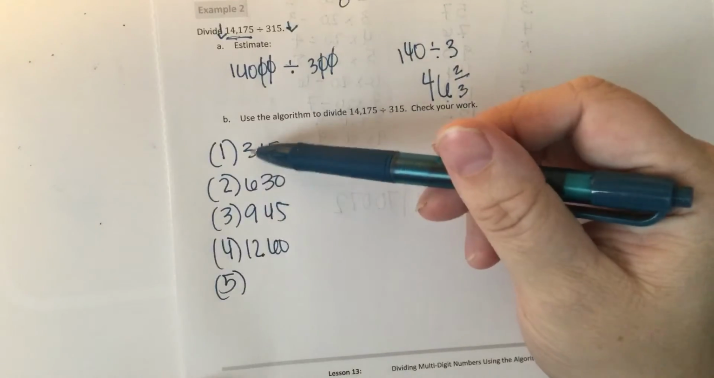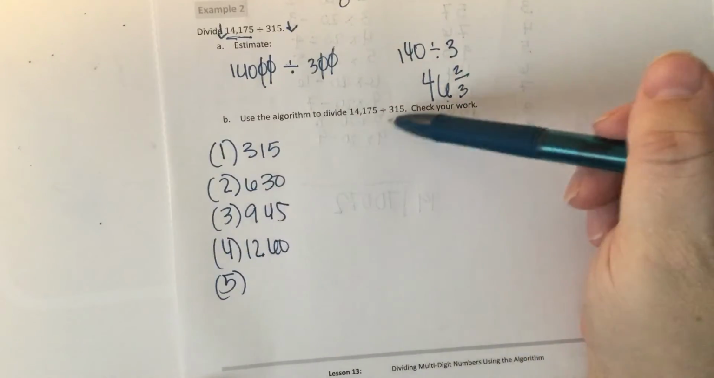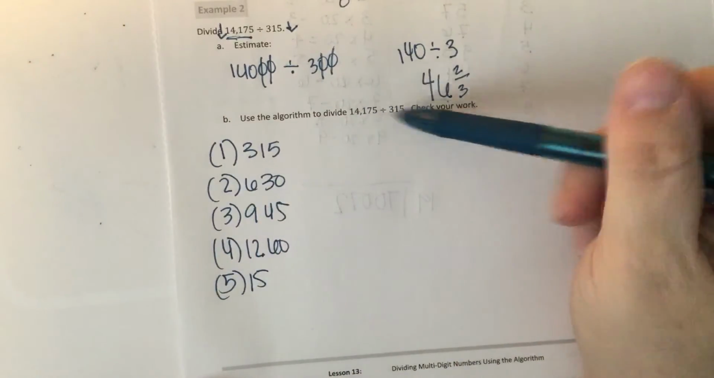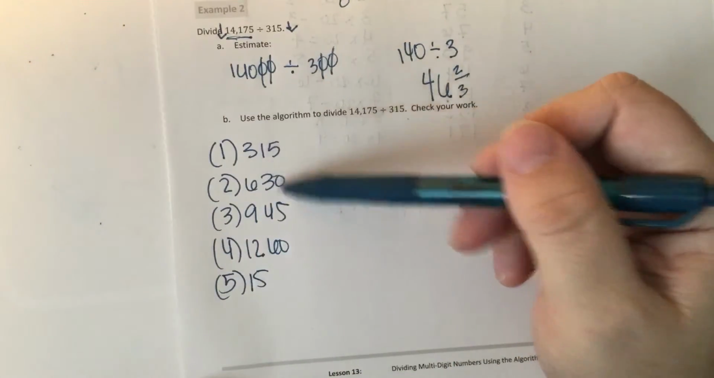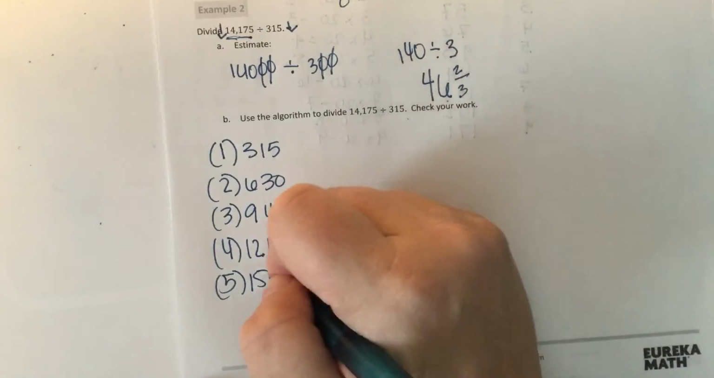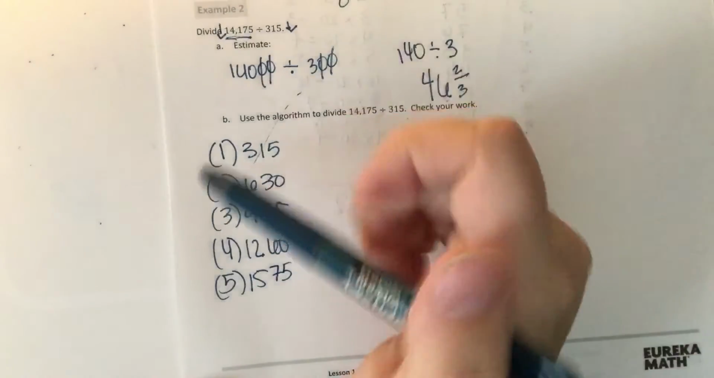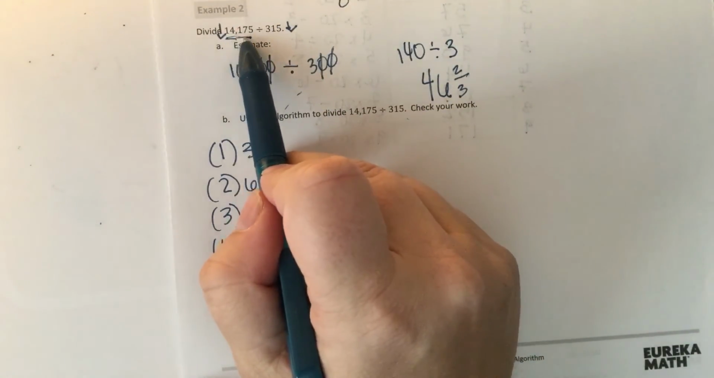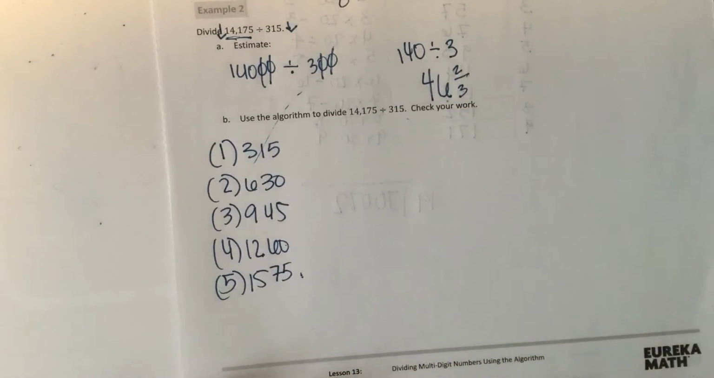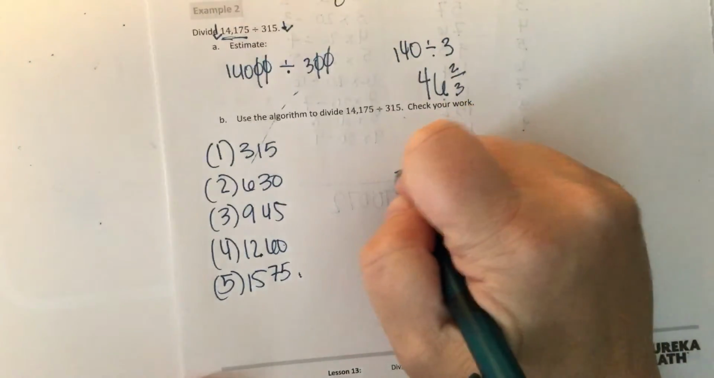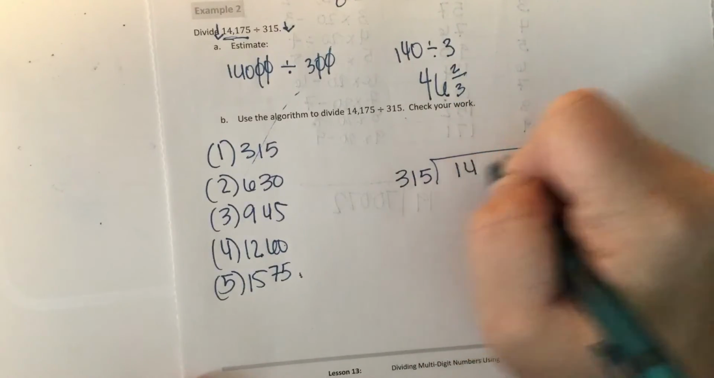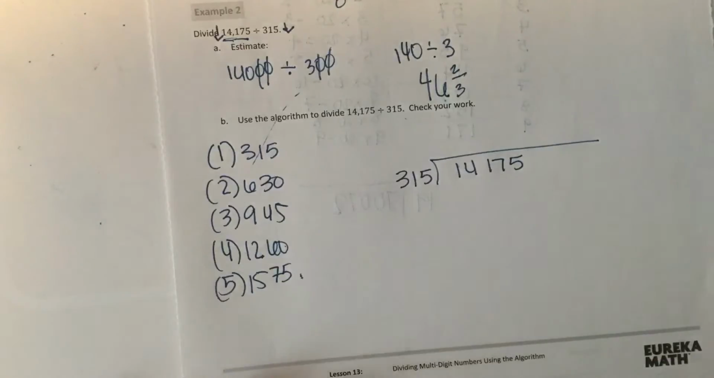And then our last one, so we have 3, 6, 9, 12. What's our next multiple of 3? 15. And then our next multiple of 15: 30 and 30 is 60, 60 plus 15 is 75. And if you look here, we have 1417. So 1575, I go to the next one past that. So I have 315 divided by 14,175. Always make sure you give yourself lots of room.